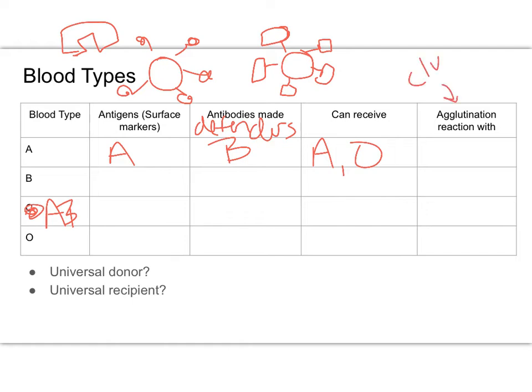agglutination reaction, which is a clumping. And that clumping is bad because it can clog stuff up and it makes it so blood can't get to organs. Okay, so I'll have a clumping reaction with B and AB. Again, because you can see these antibodies that are shaped like squares, right? B antibodies. I'm going to go with just, oh, that's a mess.